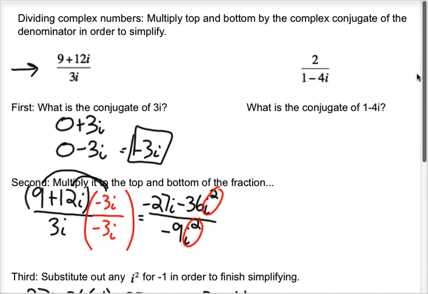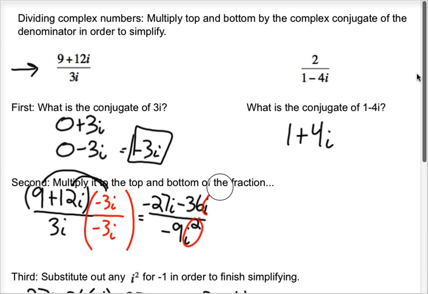So 2 divided by 1 minus 4i. Looking at this, the first thing we want to identify is the complex conjugate of the denominator. Instead of 1 minus 4i, we flip it to 1 plus 4i. Remember, to find the complex conjugate, you're just taking the opposite of the imaginary part. And now it says multiply top and bottom of the fraction.